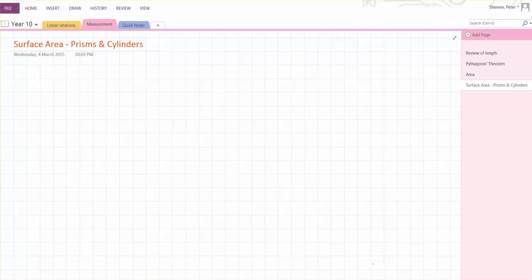Okay, our next area of measurement is to have a look at the surface area of some three-dimensional shapes. And firstly, we're going to look at prisms and cylinders. Now, prisms are defined as three-dimensional shapes that have two congruent ends.